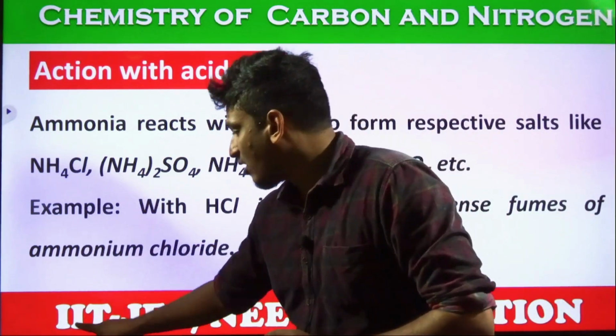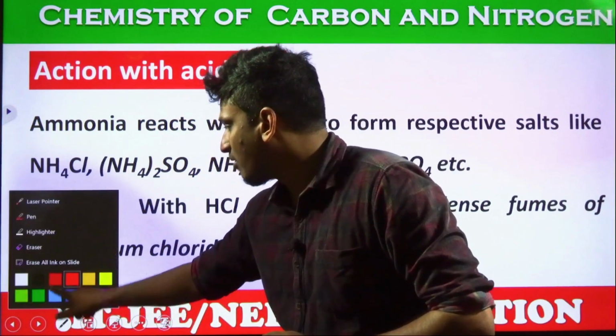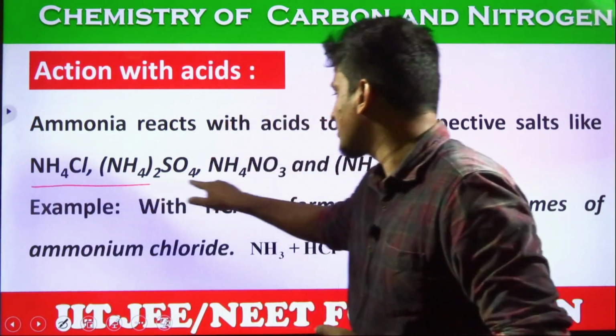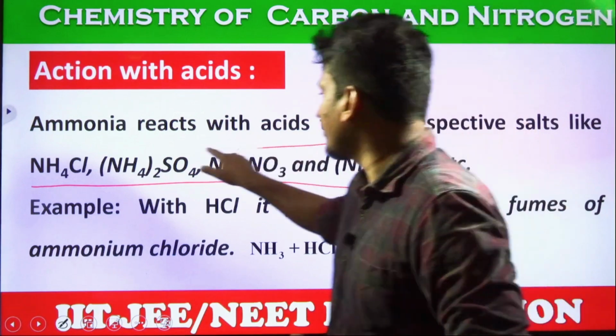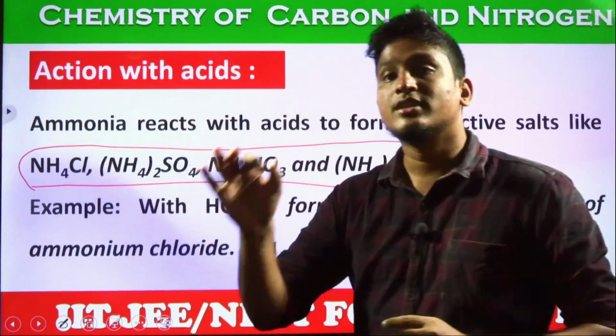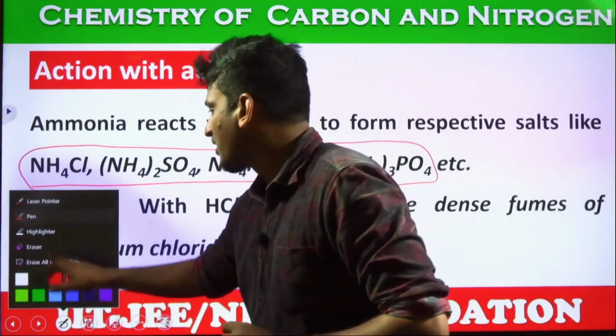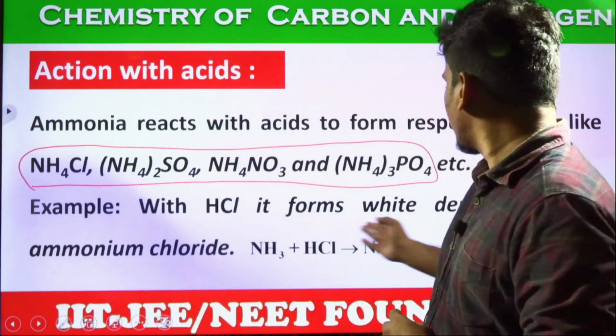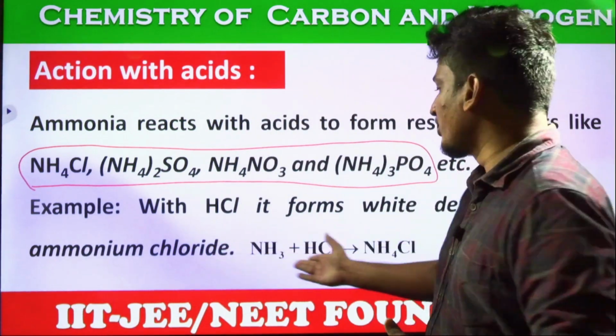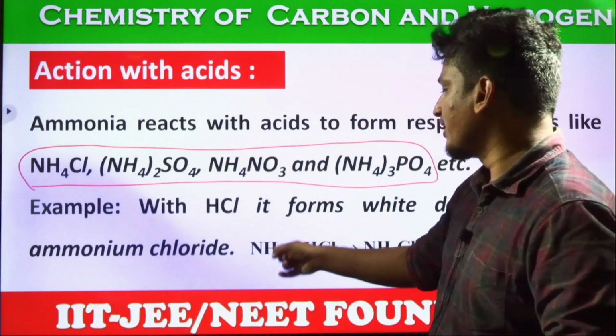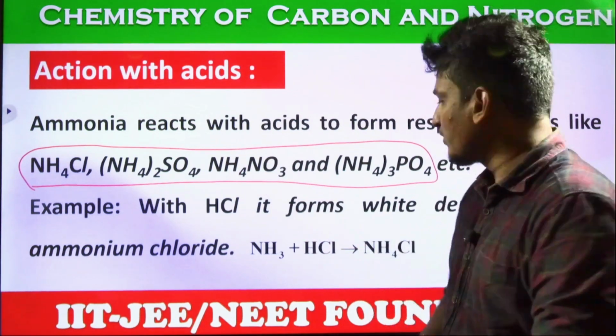And remember, all these salts have one common use. What is the use, students? All these salts have one common use. They are all used as fertilizers for the growth of plants, right? With HCl it forms white dense fumes of ammonium chloride. You can see the reaction given: NH3 plus HCl gives NH4Cl, right.